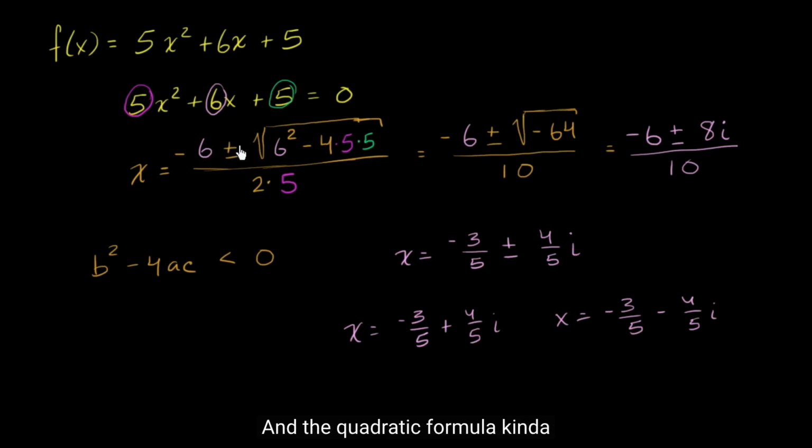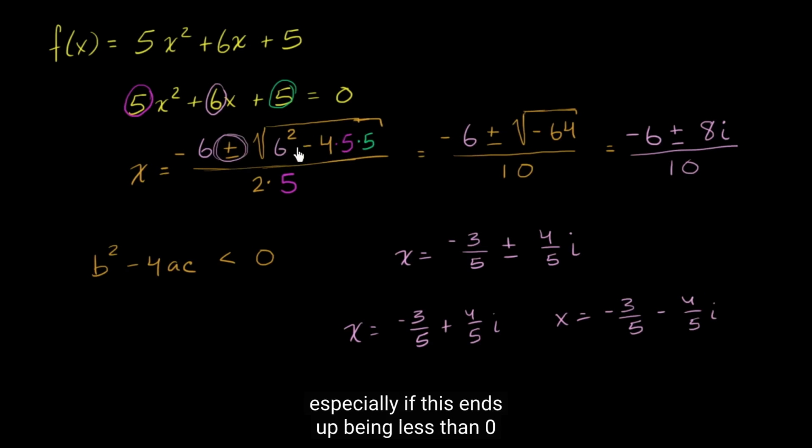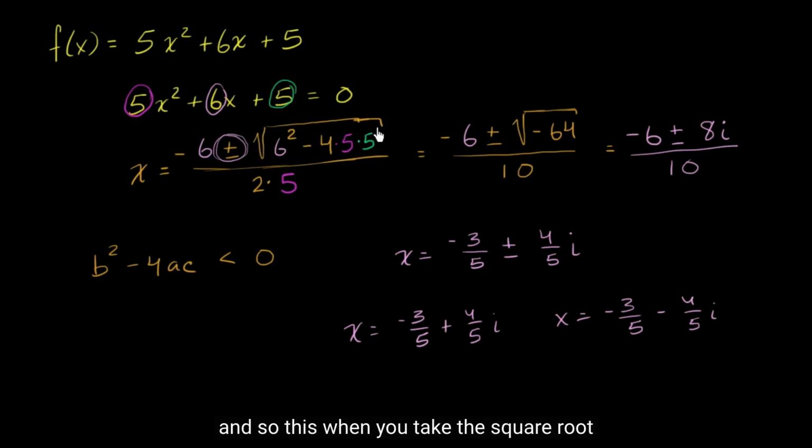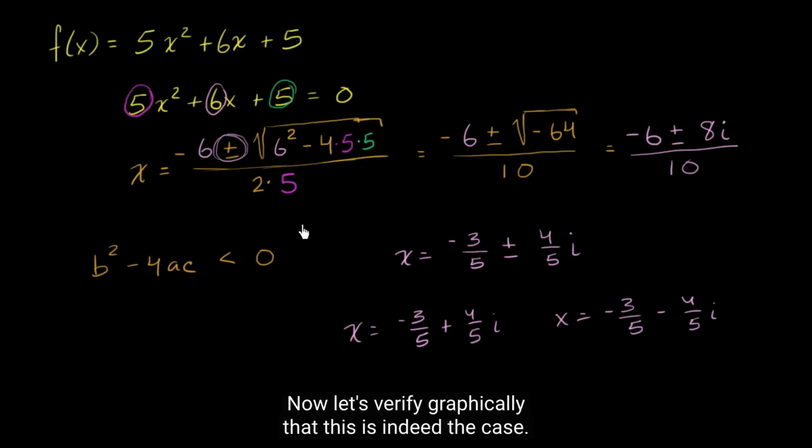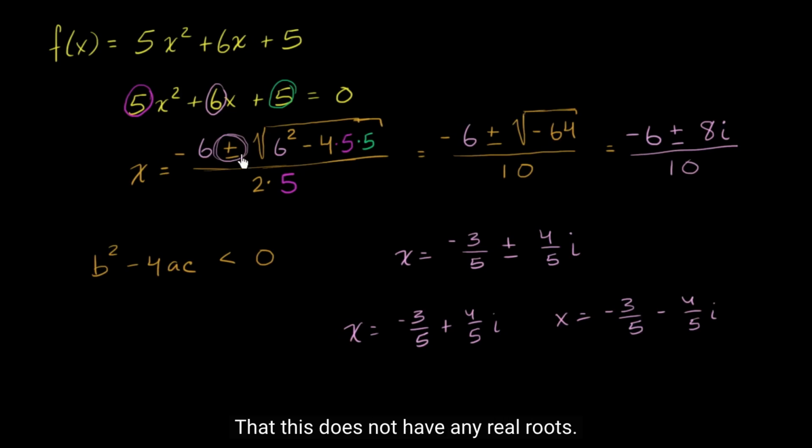And the quadratic formula kind of sets up a situation where, especially if this ends up being less than 0, when you take the square root, you get an imaginary number, and you see where those conjugates appear. Now let's verify graphically that this is indeed the case, that this does not have any real roots.